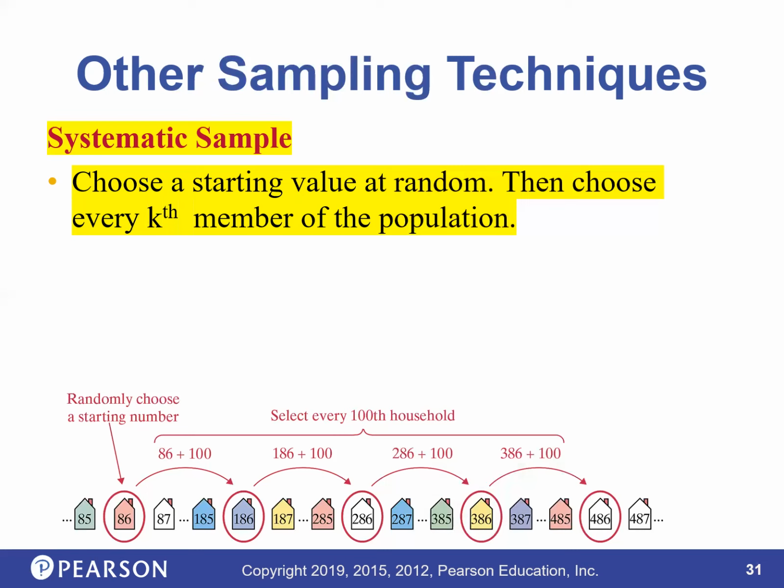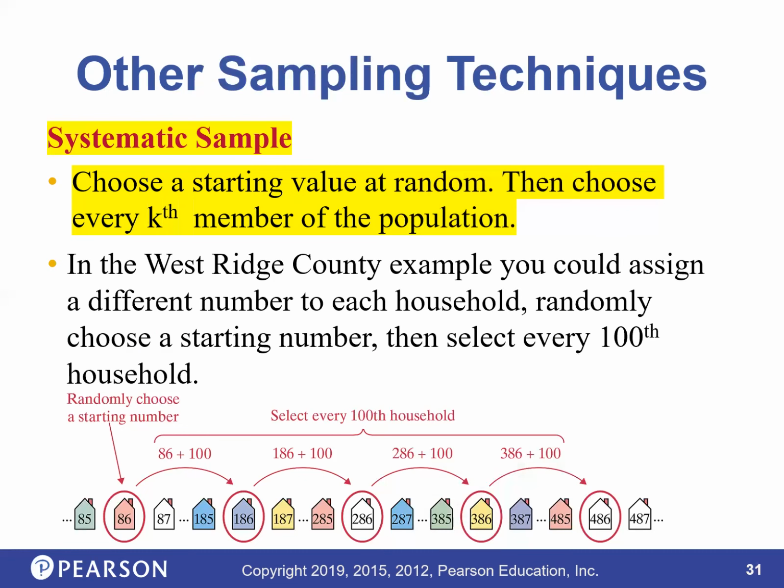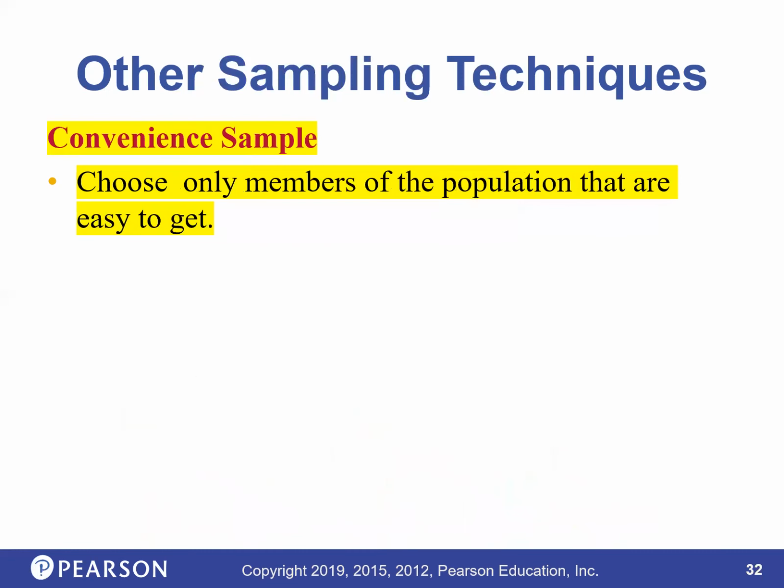Okay, and then one last one here. Sometimes it comes to this, convenience sampling. You choose members that are easy to get. That is people standing out front of Walmart, right? And you're walking into Walmart and they say, hey, would you like to do a quick survey of 3 questions for me?